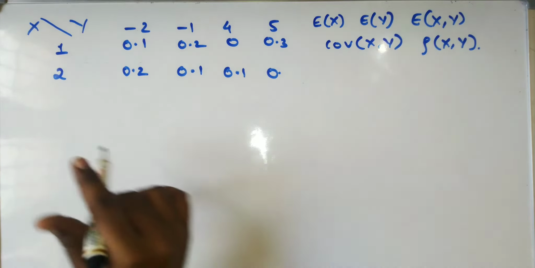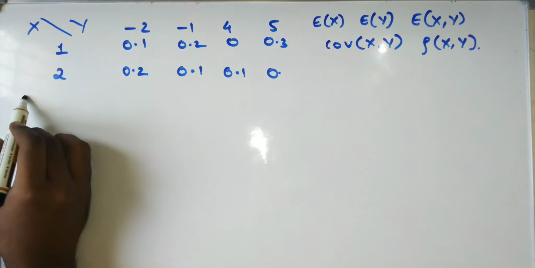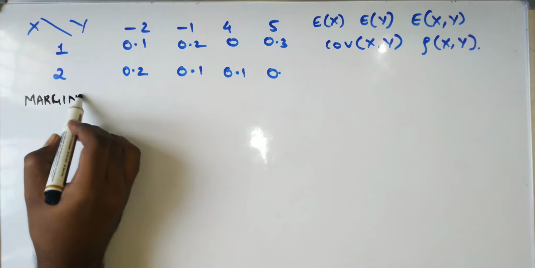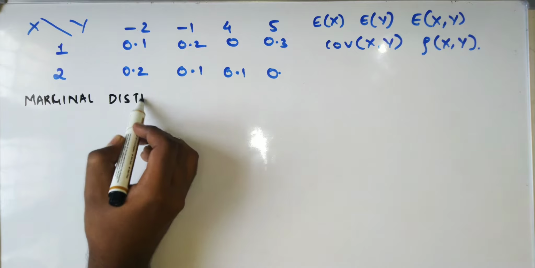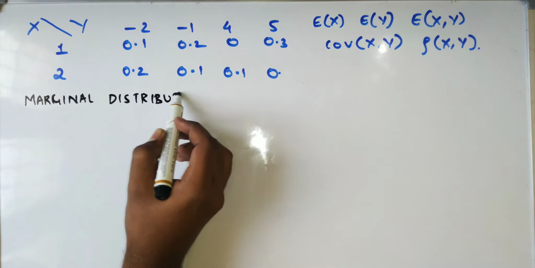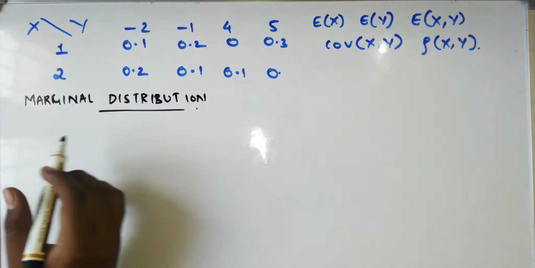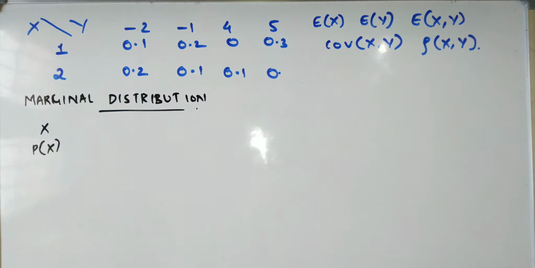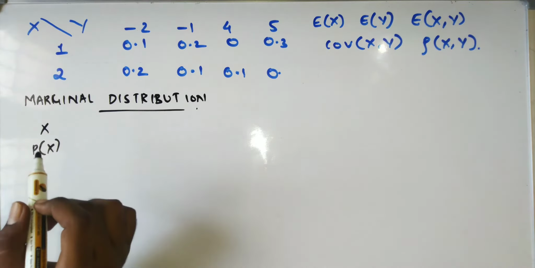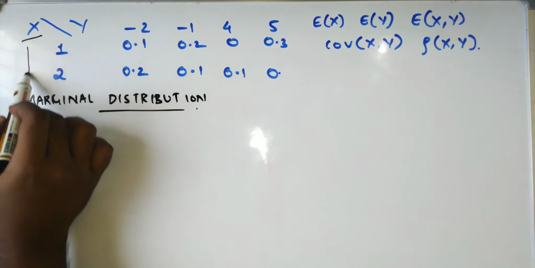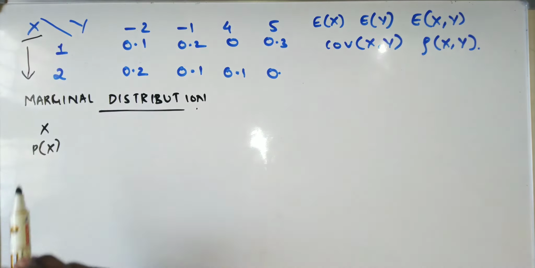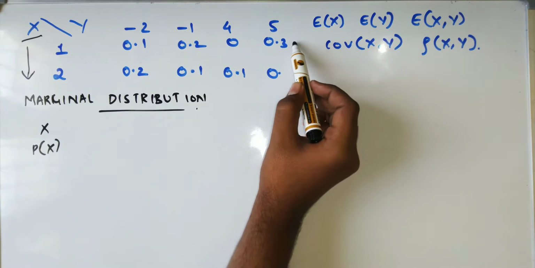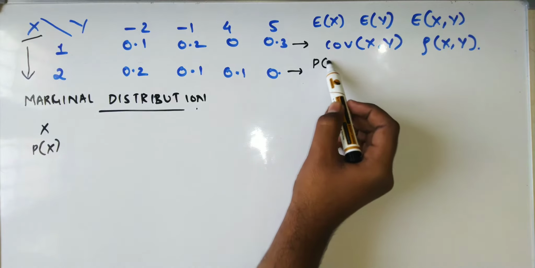First, we'll proceed with the normal procedure. We'll draw the marginal distribution table. For that, we first take x and the respective p of x. Here x is these values in the column, so we need to add the row in order to get P of X.